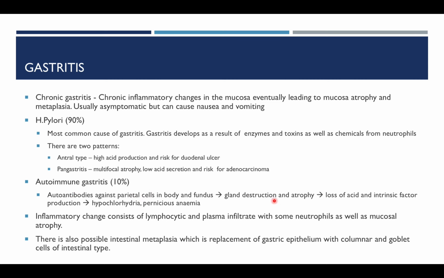This causes gland destruction and atrophy. Eventually, there's a loss of acid and intrinsic factor, which leads to hypochlorhydria as well as pernicious or megaloblastic anemia. These inflammatory changes consist of lymphocytic cells with some neutrophils and significant mucosal atrophy. There's also possibility to see intestinal metaplasia in gastritis, which is basically replacement of gastric epithelium with columnar and goblet cells of intestinal type.